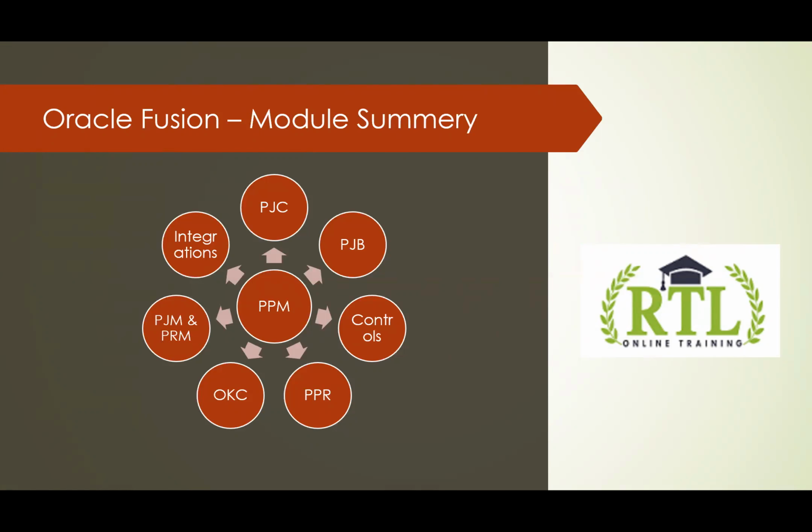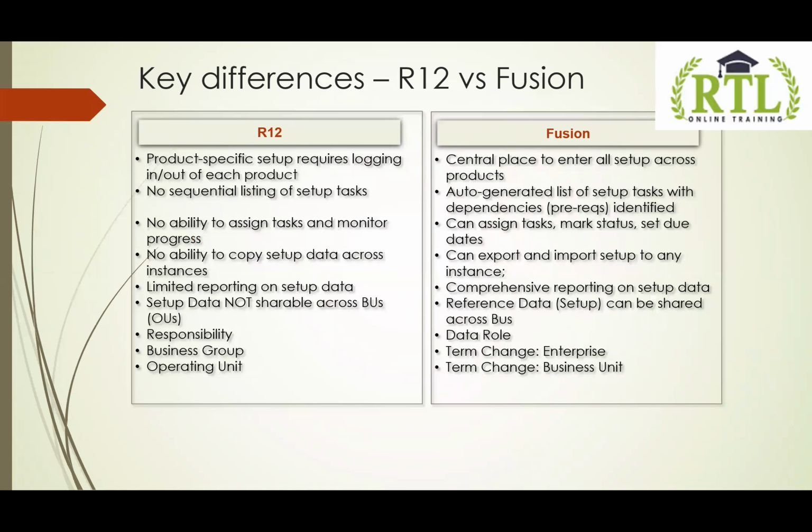Now let us see the key differences between R12 and Fusion. The basic differences between EBS and Fusion: the first one is product-specific setups require login and logout for each of the products. In EBS, if you wanted to do the payables setup, you have to go to the payables responsibility. If you wanted to do the receivables setups, you have to go to the receivables responsibility. But in Fusion, it is not like that. All the setups will be under one roof.